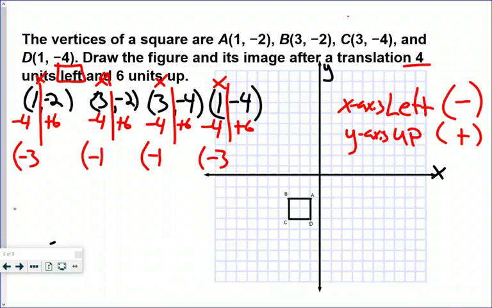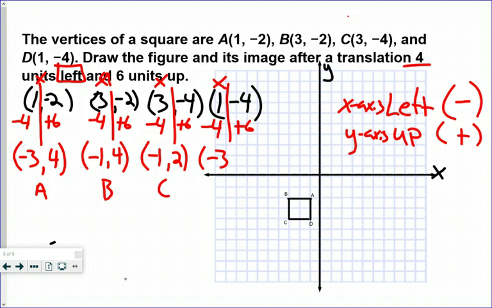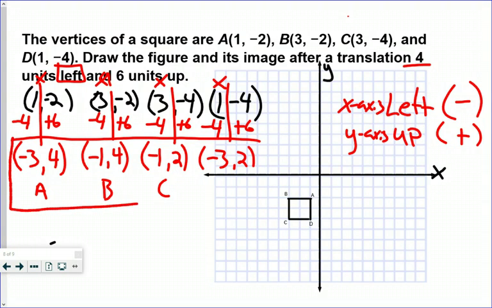So -2 plus 6 is going to give us a +4. There's our new coordinate for A. Okay. Same thing here. +6 would give us a +4. So here's our new coordinate for B. Now we have -4 plus 6, which would give us a +2. So this would be our new C. And then finally, -4 plus 6 is going to be +2. And that'll be our new image. Now, these are our new coordinates right here for our new image that we just translated.